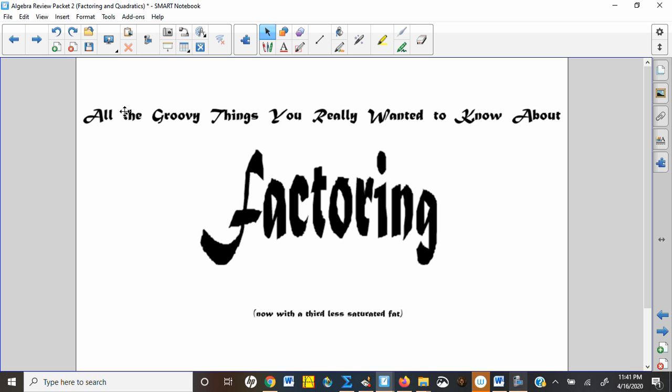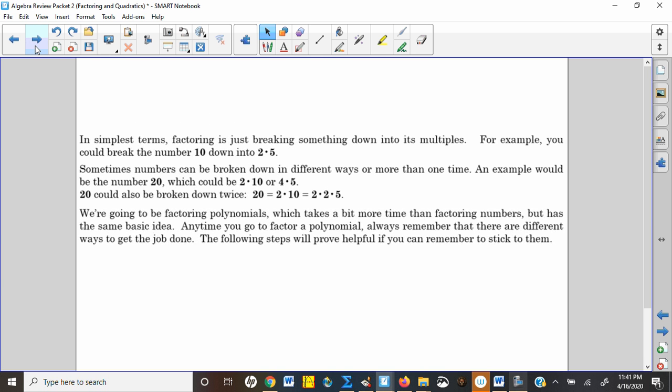There's 5 primary factoring methods, and you should learn probably 3 of them in Algebra 1 and then get the other 2 tacked on in Algebra 2. So a couple of these you're really not required to have down yet, but I definitely want you to know the first 3. In simplest terms, factoring is just breaking a number up using division into its multiples.